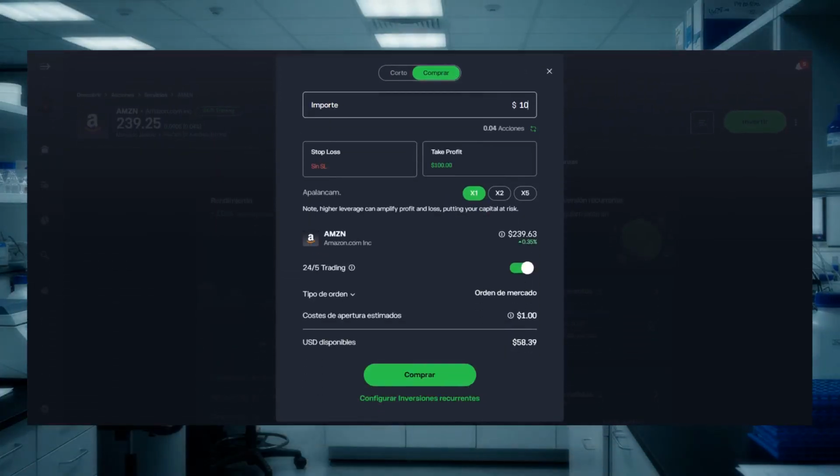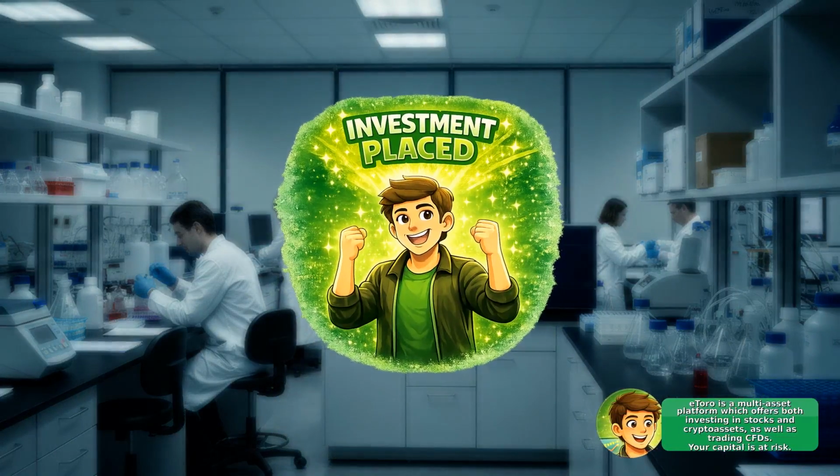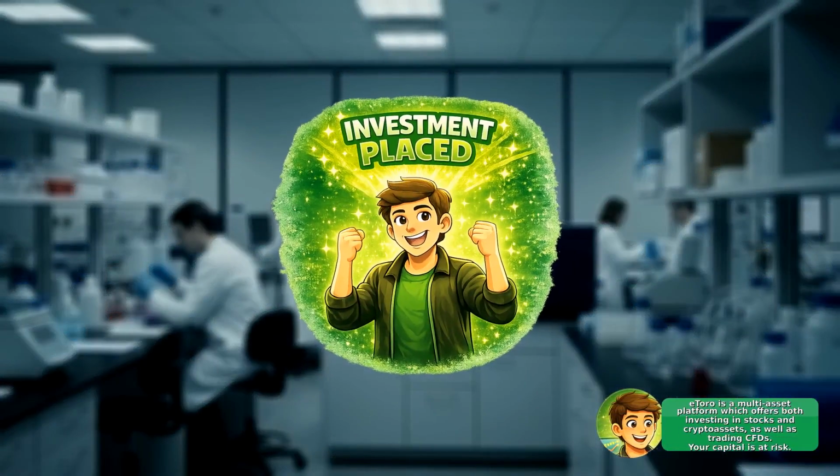Click Invest or Buy, enter the amount you want to allocate, then carefully review the order details and confirm the trade. If the market is closed, the order may execute when trading resumes, and if you do not have sufficient funds, the platform will prompt you to add money before confirming. After the trade, your position will appear in your portfolio where you can monitor it.